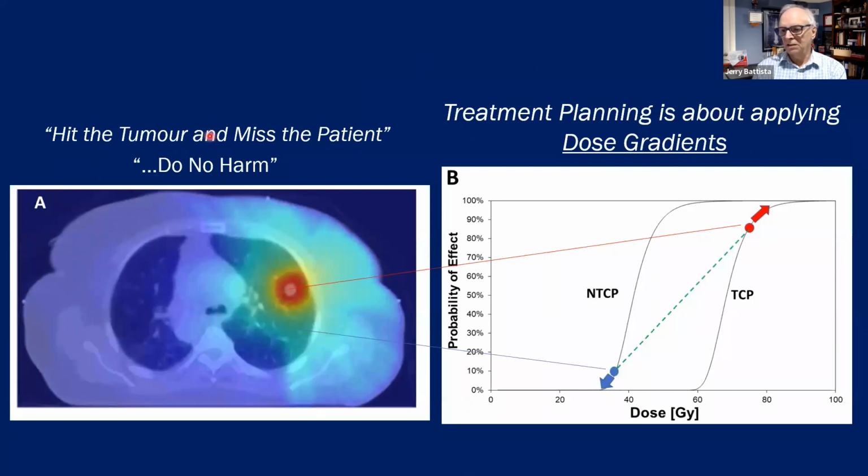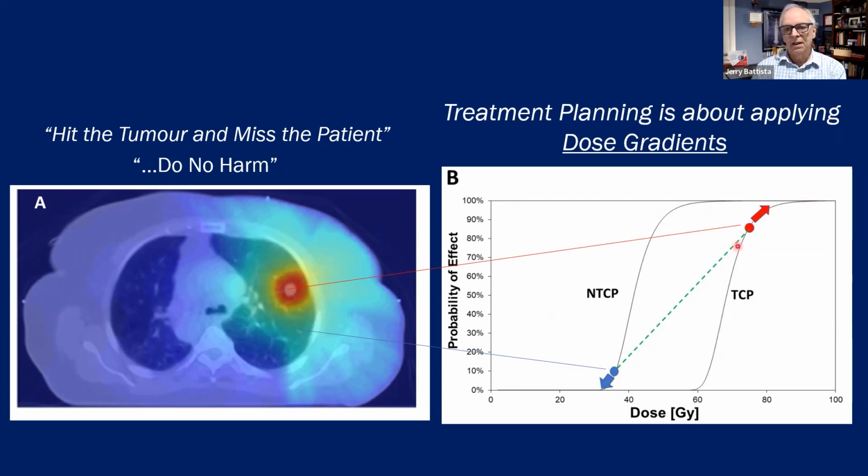One radiation oncologist once told me that his job was to hit the tumor and miss the patient. I think that's a good summary of treatment planning. And also in the Hippocratic Oath, when medical doctors graduate, they also make a commitment to do no harm. So that's precisely what we try to do. Here we try to target a lung lesion, but not affect the lung as much and avoid the other lung.